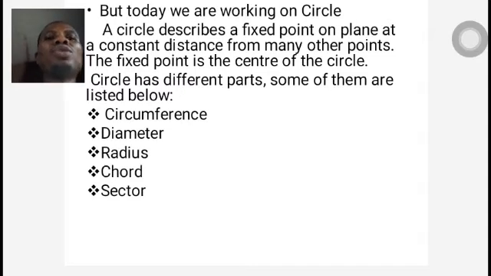And we have a chord. A chord is a line that divides a circle into two segments, a major segment and a minor segment. It is a line that moves from one edge to the other but without passing through the center. It is shorter than the diameter.